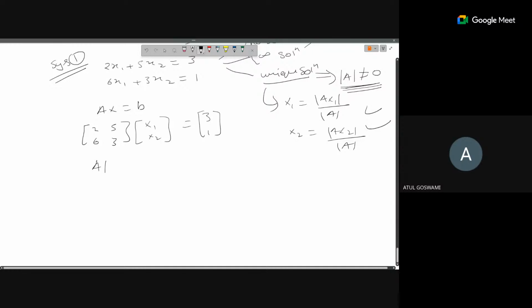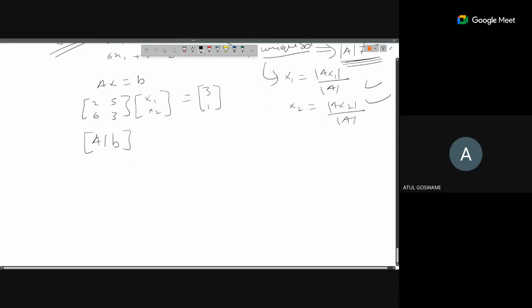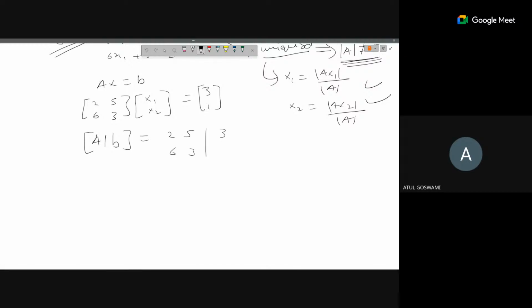How do we do this? We form a matrix, which we call the augmented matrix: 2, 5, 6, 3, 3, 1. Is that clear? The Gaussian elimination method says the solution for this system will be equal to the solution of this system, where this matrix is the A matrix and here it is the RREF, row reduced echelon form. This is the whole point here.